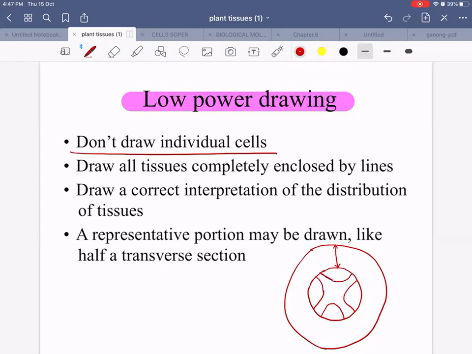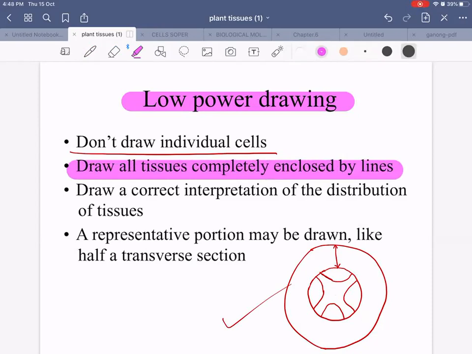Now, this plan diagram is only showing you the distribution of the various layers, but it is not showing you individual cells. I haven't drawn any parenchyma cell. In fact, I should not draw any individual cell in a plan diagram. This is a correct plan diagram, right? Another thing, we are supposed to draw all tissues completely enclosed by lines, showing separate layers. Draw a correct interpretation of the distribution of tissues, right?